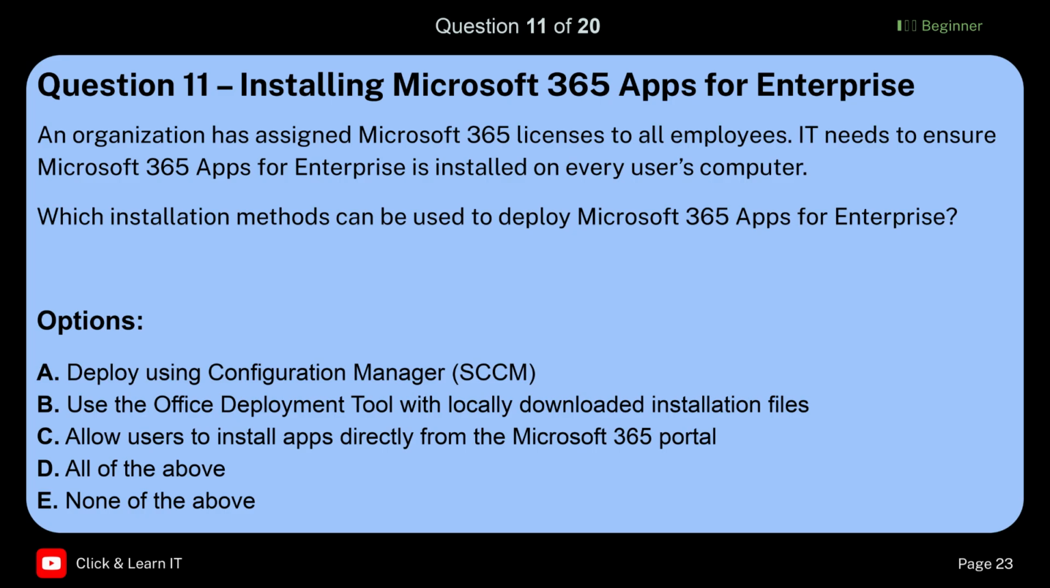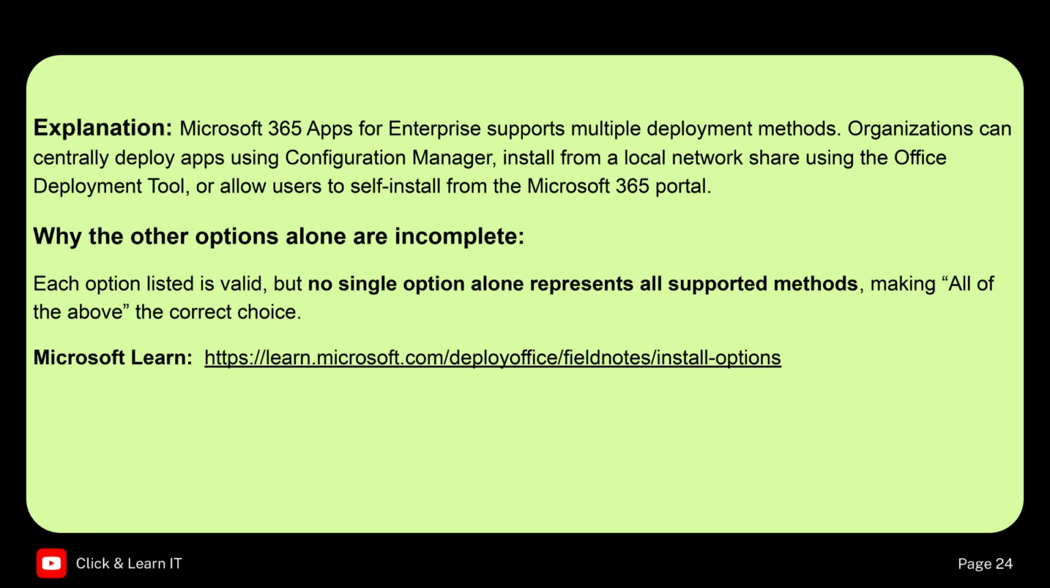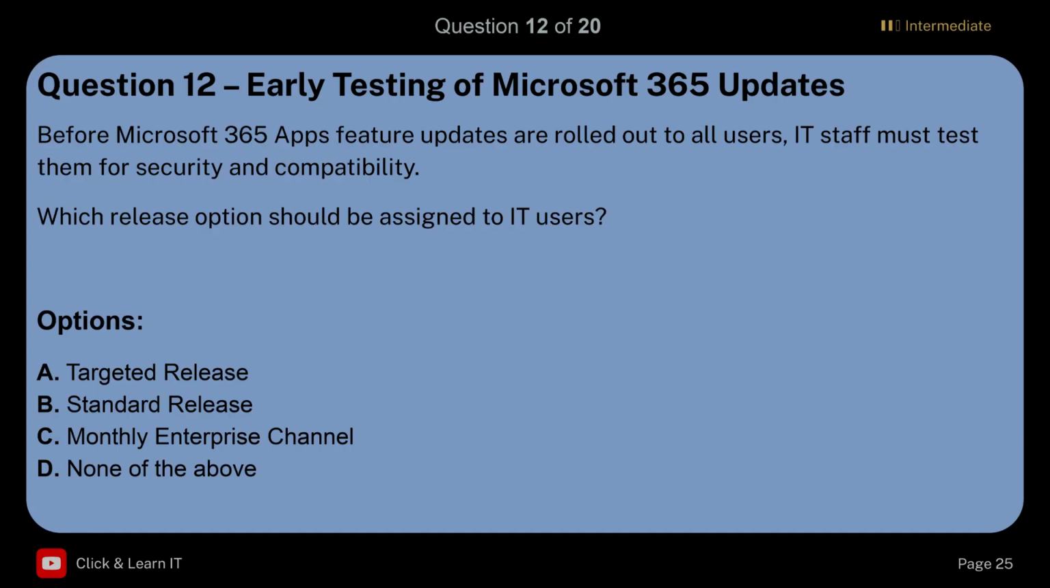Question 11. An organization needs to ensure Microsoft 365 apps for enterprise is installed on every user's computer. Which installation methods can be used? The correct answer is D, all of the above. Microsoft 365 apps for enterprise supports deployment via Configuration Manager, the Office deployment tool, or allowing users to self-install from the Microsoft 365 portal.